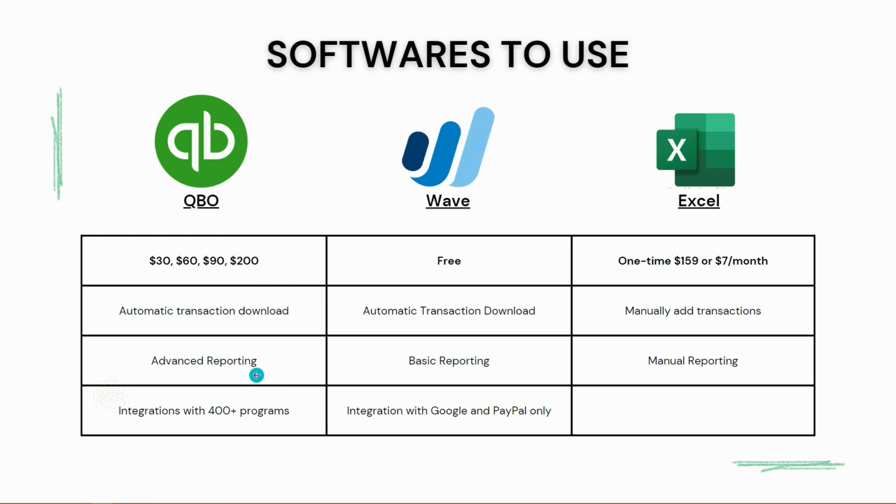With QBO, you get a little more advanced reporting, and there's more integrations with external softwares. So there's like 400 plus programs that you can integrate into QBO and feed into it. So if you're a business that is scaling fast or using a bunch of different softwares that you want to feed in, maybe you have a software that you use to track sales or something like that, or products, then there's a high chance that there's some sort of integration that can automatically go from that software into QuickBooks Online.